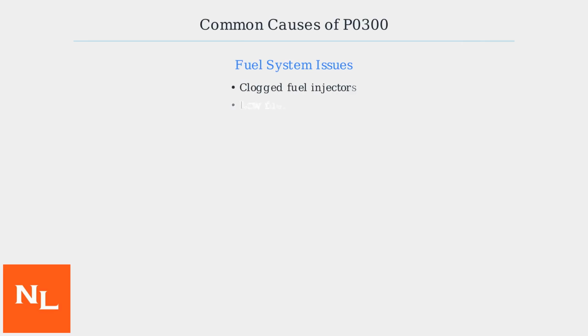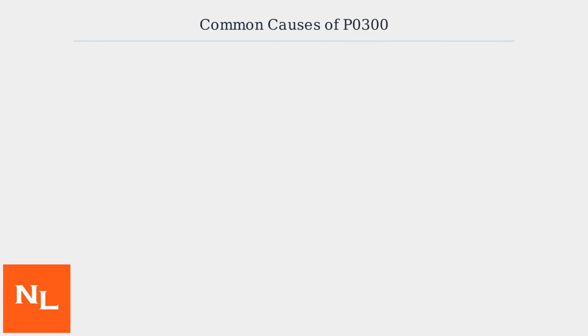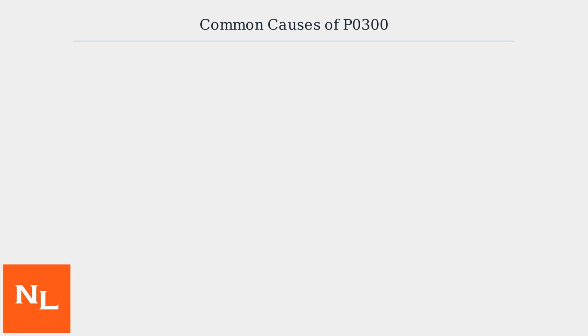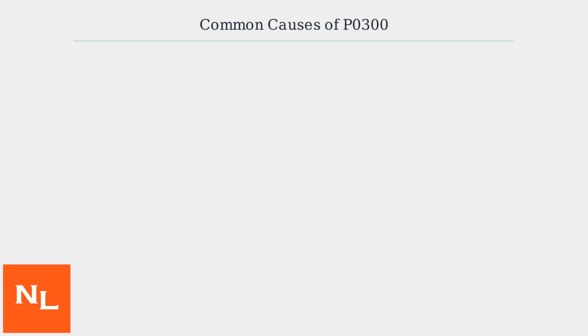Fuel system issues can lead to misfires, such as clogged fuel injectors that don't deliver fuel properly and low fuel pressure that affects mixture ratios. Air intake problems disrupt the air-fuel mixture, including vacuum leaks that allow unmetered air in and a dirty mass airflow sensor that provides inaccurate readings. Mechanical problems like low compression from worn components prevent proper cylinder sealing and combustion.